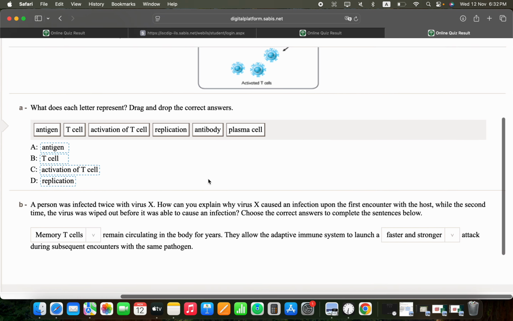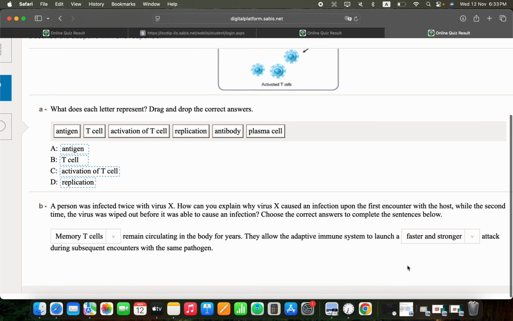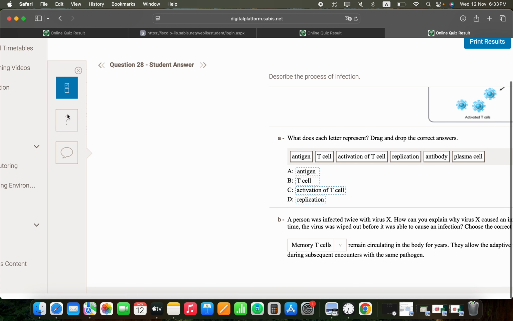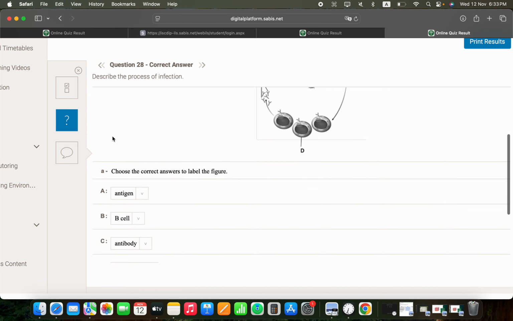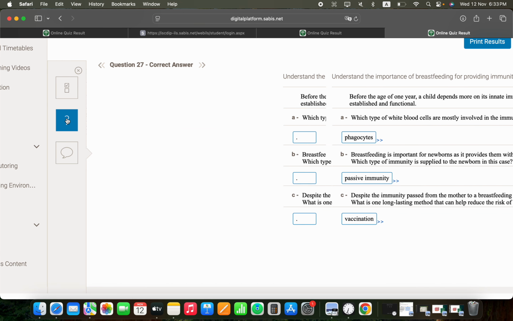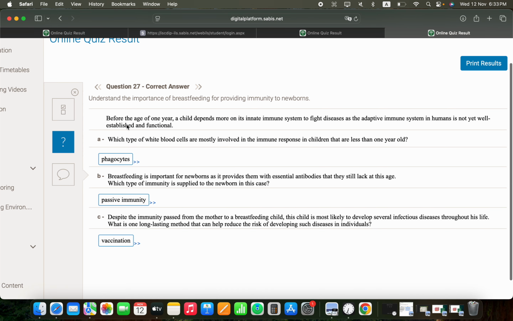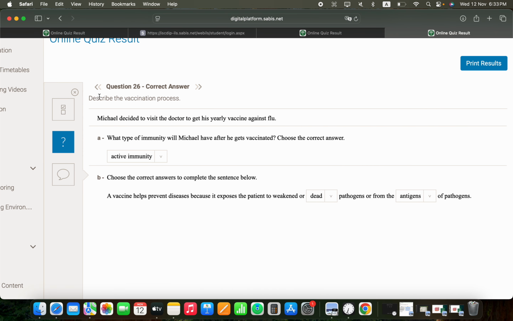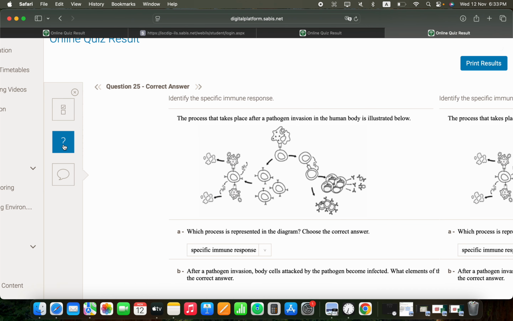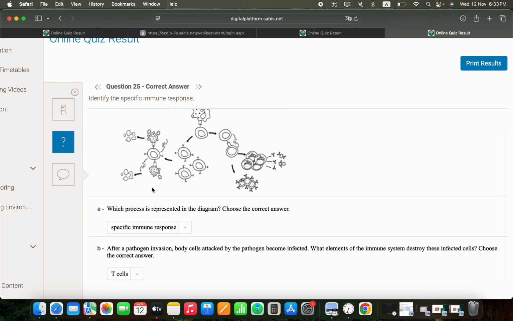So a person was infected twice with virus X. How can you explain why virus X caused an infection upon the first encounter with the host, while the second time the virus was wiped out before it was able to cause an infection? Of course, this is because of memory T cells, because they've been circulating in the body for years and now they know how to fight the infection and they can launch it faster and stronger. Again, it's the same kind of question. We explained this in the other one as well. It's really simple if you actually understand it.